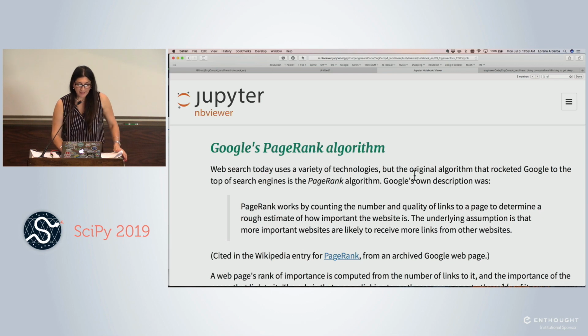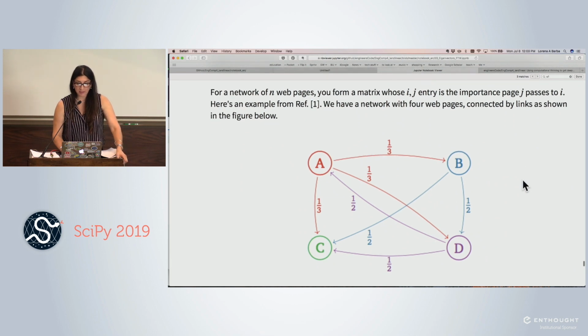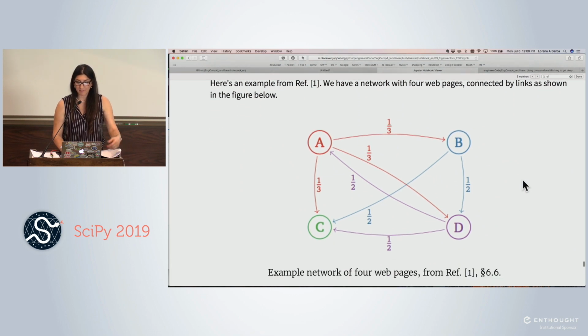The original Google PageRank algorithm, now of course Google web search works with many more advanced algorithms, but the original PageRank algorithm would count the number and quality of links to a web page to determine a rough estimate of its importance. The way this would work is, suppose you have a network that has only 4 web pages, like shown in this figure.